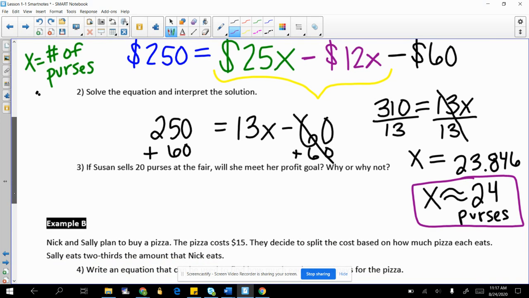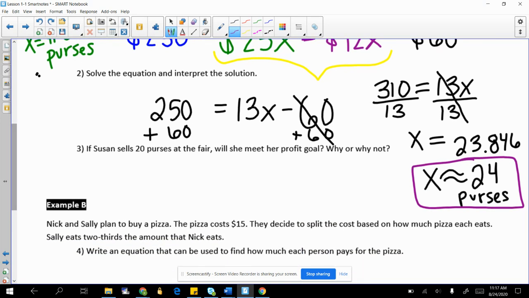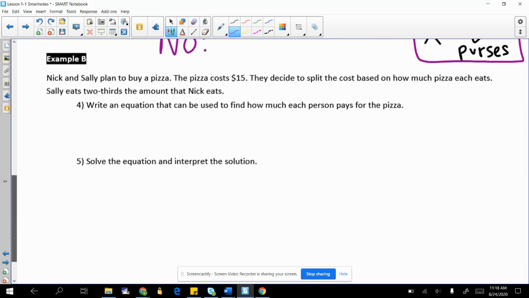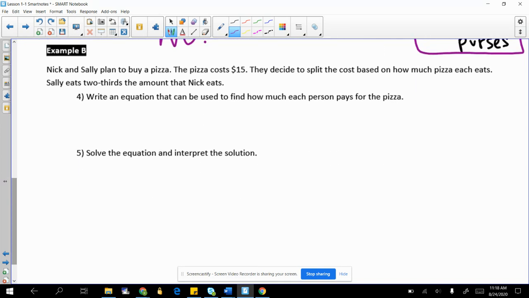Okay. So then number 3 here says, if Susan sells 20 purses at the fair, will she meet her profit goal? Why or why not? Well, the answer would clearly be no, because as we just solved, she needs to sell about 24 purses, and if she just sells 20, that's less than 24, so she will not make her profit. Okay? All right, awesome. Let's go ahead and try example B.